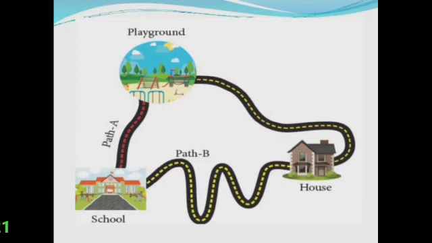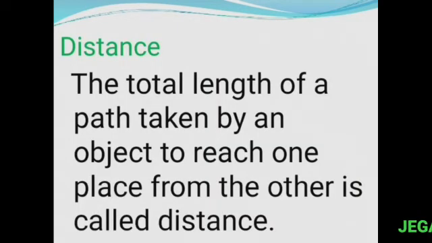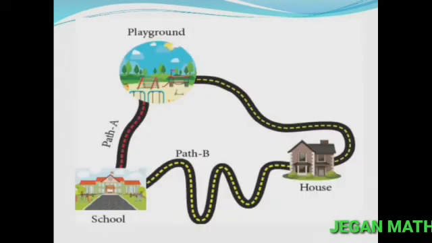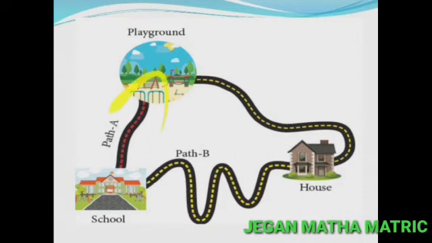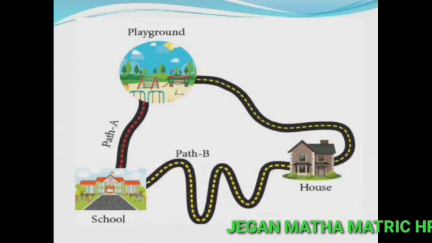So from the above examples, we could conclude that when an object travels from one place to another place, it will reach faster if it travels along the straight line. The straight line path is the shortest distance between 2 points.